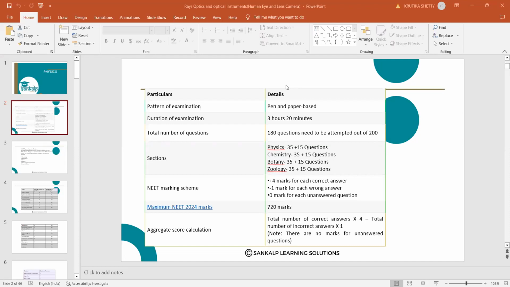Okay, then the maximum NEET marks will be 720 marks. It will be 720 marks including physics, chemistry and the biology part. The scoring is calculated as the total number of correct answers multiplied by 4, minus the total number of incorrect answers into 1.